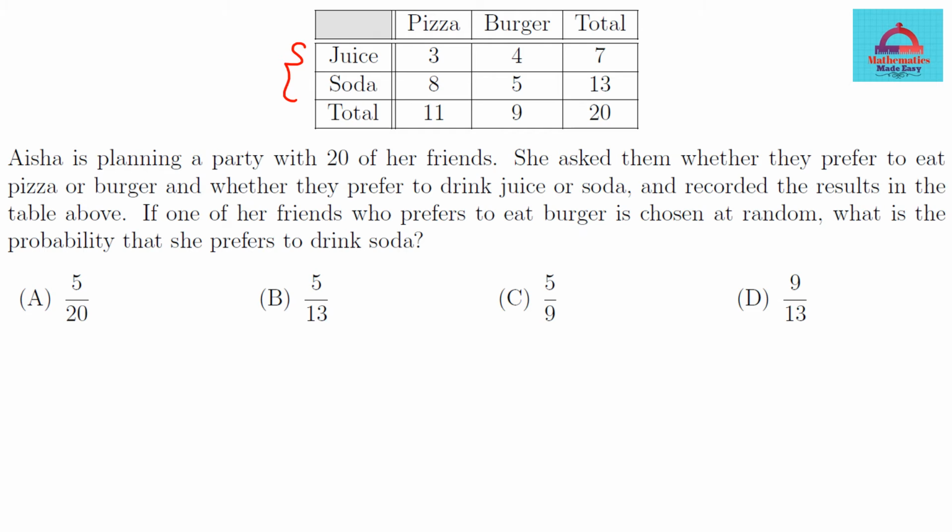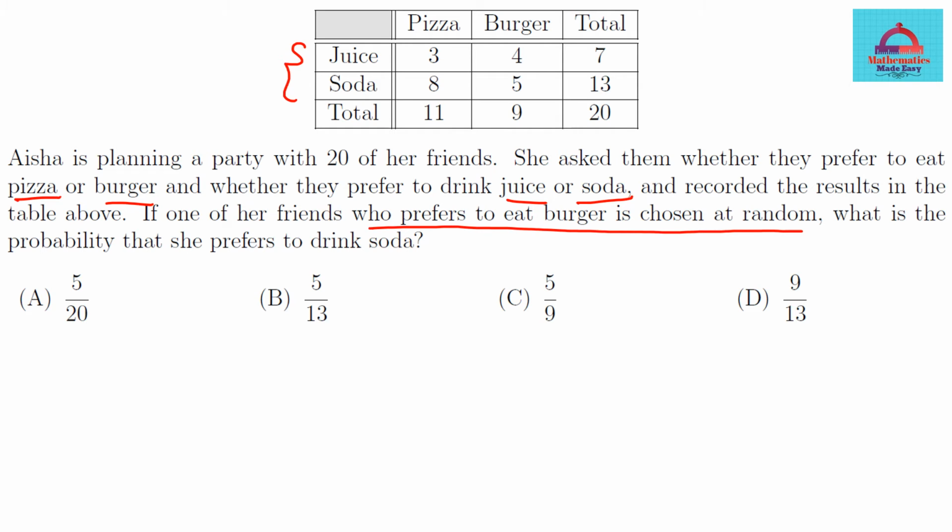So Aisha is planning a party with 20 of her friends. She asked them whether they prefer to eat pizza or burger. So there are two options here. And then for drinks also, either juice or soda. There are two options. And then you're recording everything in the form of this table. So one of our friends who prefers to eat a burger is chosen at random. So this condition is given.